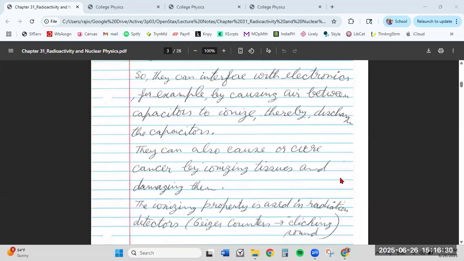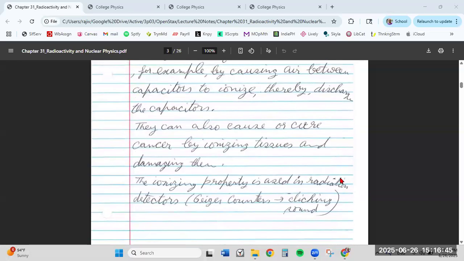Because of the ionizing property, all three of the radiations can cause cancer. At least gamma rays are commonly used to cure cancer as well, by destroying the tumors involved.